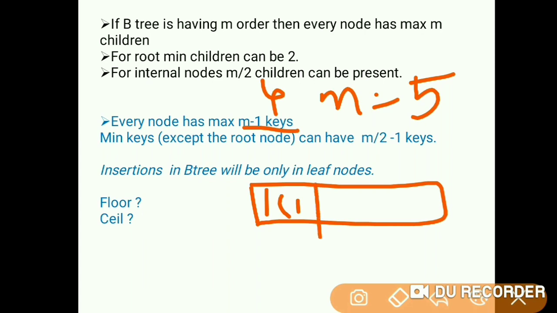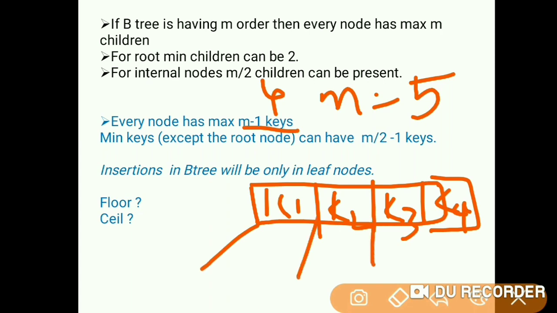Likewise, this is K1, K2, K3, K4, right? So these will be the keys, and with M equal to 5, the children can be 5: 1, 2, 3, 4 and 5. Getting it? Okay. And one more last B-tree property is the minimum keys a node can have, except the root node. That is M divided by 2 minus 1 keys. Okay, so these are the properties.